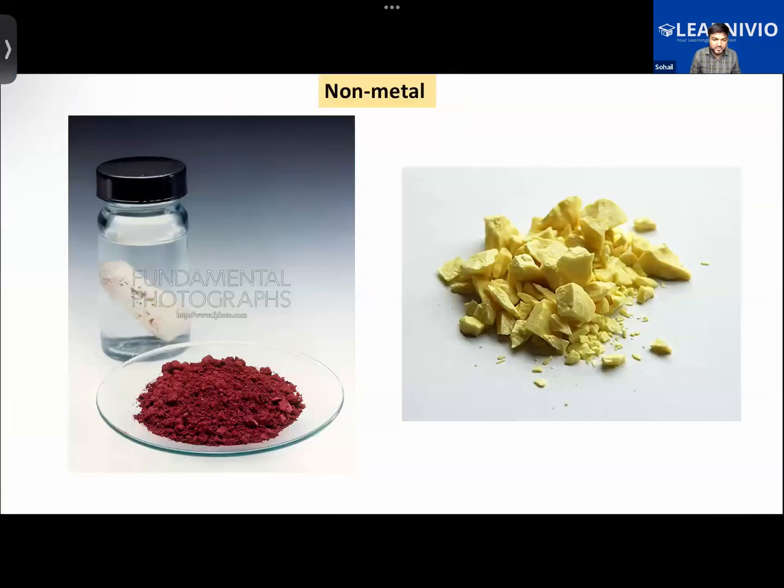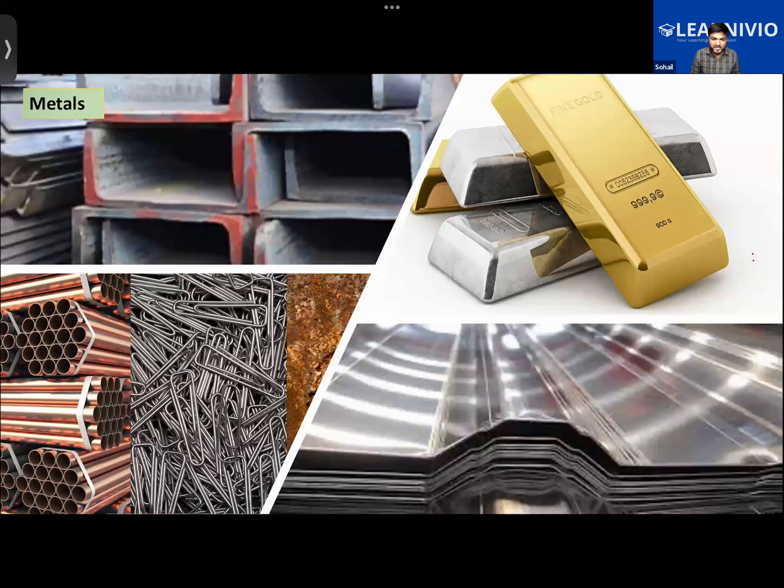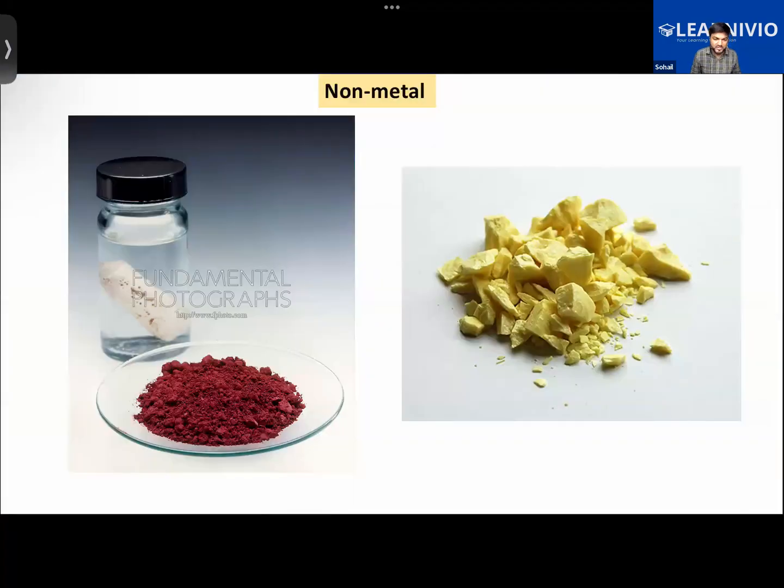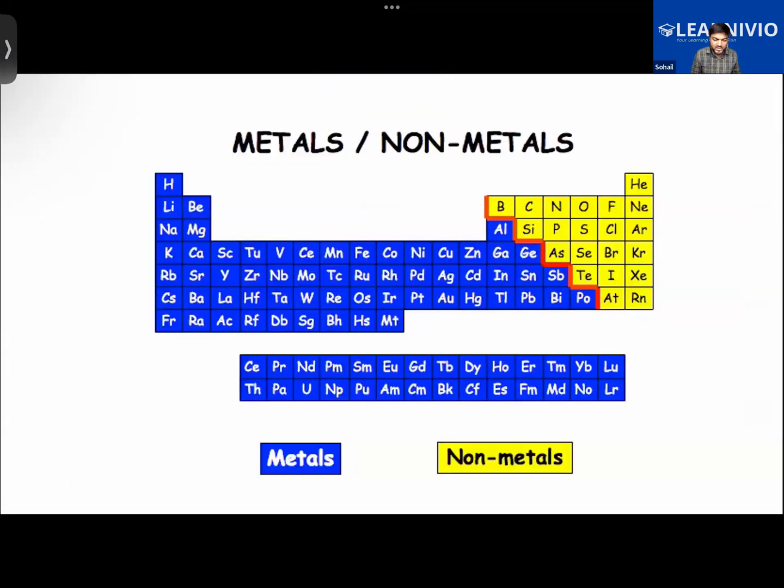Here we can see some examples of metals like iron, copper, nickel, silver, zinc, etc. We have examples of non-metals like sulfur, yellow sulfur, red sulfur, and chalk. In total, there are more than 118 elements present in nature. Elements are pure substances. For example, if I have an iron object in my hand, it is purely made up of iron.